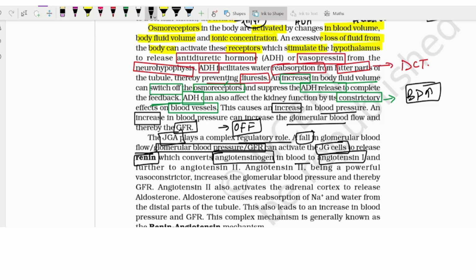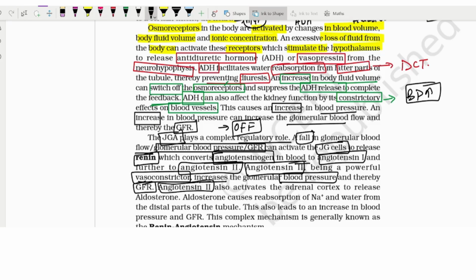First renin will act on the angiotensinogen from the liver, then it will convert the angiotensinogen into angiotensin I, and further into angiotensin II. Then angiotensin II, being a very powerful vasoconstrictor, again I showed you angiotensin II is causing the vasoconstriction. It will cause the increase in the blood pressure and thereby cause the glomerular filtration rate to increase.